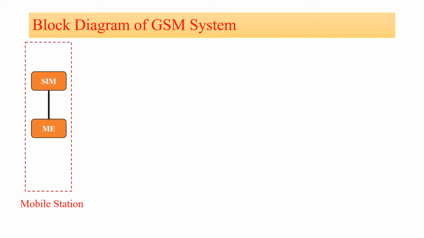Now the first part of the GSM system is the mobile station. Your mobile station consists of two modules, that is the SIM, and the second one is the ME, that is mobile equipment. SIM stands for subscriber identity module, while ME stands for mobile equipment or mobile device, and the combination of SIM and mobile equipment is nothing but the mobile station.